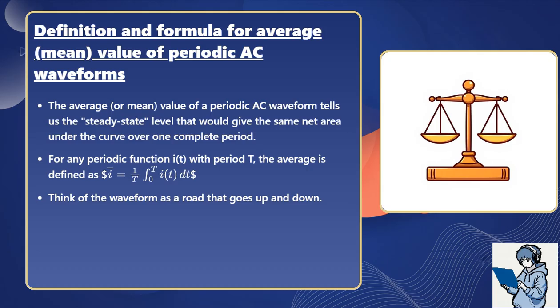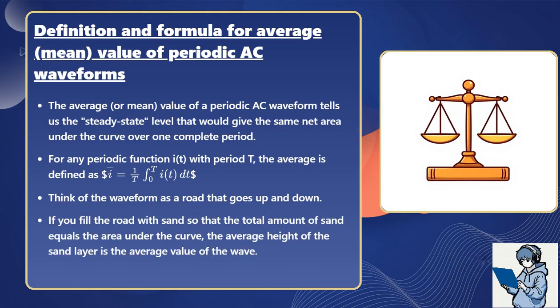Think of the waveform as a road that goes up and down. If you fill the road with sand so that the total amount of sand equals the area under the curve, the average height of the sand layer is the average value of the wave.